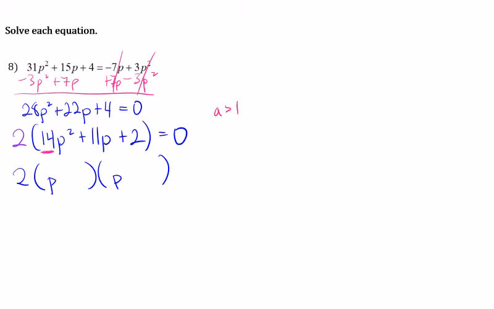So I'm going to multiply a times c. I'm going to do 14 times 2, a times c. So 14 times 2 is 28. And now I want to find two numbers that have a product of 28 and a sum of 11, okay? Product of 28, sum of 11. So I'm going to make a list of factor pairs: 1 and 28, 2 and 14, 3 doesn't go in, 4 and 7, 5 doesn't go in, 6 doesn't go in, 7 goes in, but now I'm back to this one, right? So that's my list.